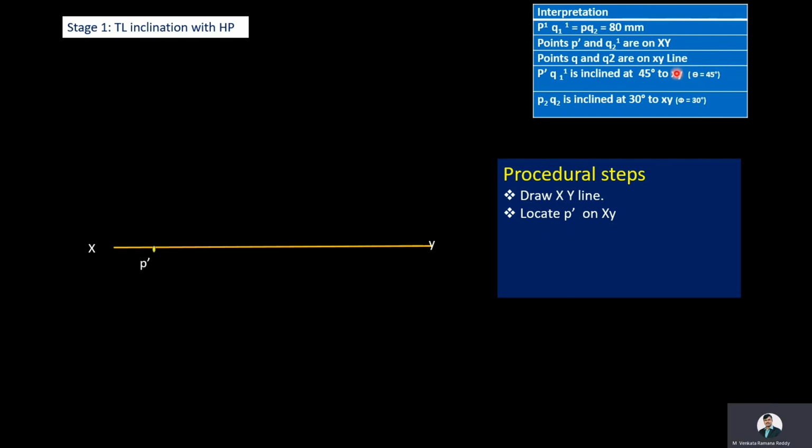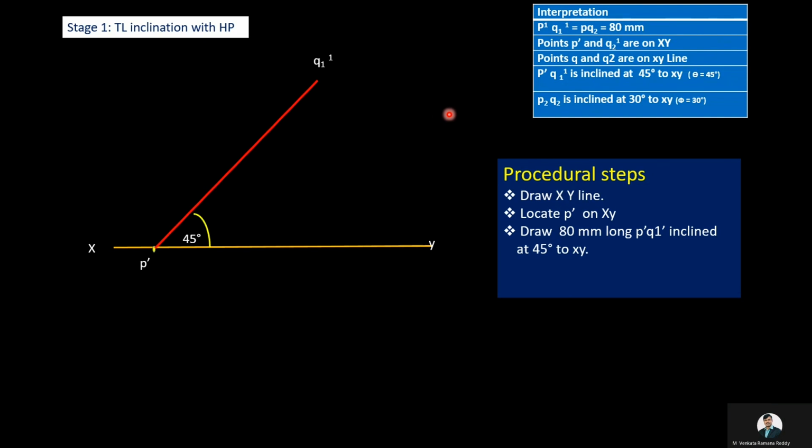After that, in the problem, it is mentioned that the true length inclination with HP, that is theta, is equal to 45 degrees and true length is equal to 80 mm. So at P dash with an inclination of 45 degrees to the XY line and with a length of 80 mm, draw the true length of the line in front view and name the end point of the line as Q1 dash. After that, draw the locus line for Q dash.